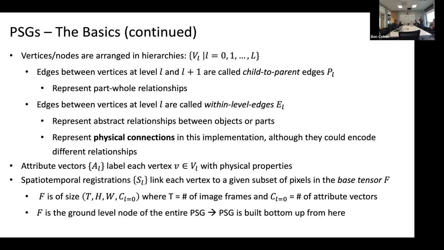There are also edges between vertices in a particular level, and those are called within level edges. And they represent some abstract relationships between the objects or points in that level. In this specific implementation in this paper, they only describe the physical connections between objects in that level. They could encode various different things, like how one object would potentially interact with another object using some physics, but that's not what happens in this paper. This is purely how one object is physically connected to another one.